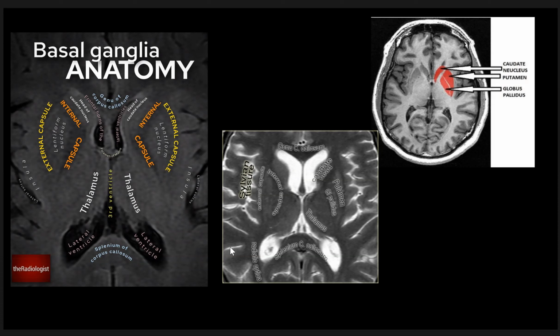Again, this is the putamen laterally, globus pallidus medially, caudate nucleus, and thalamus. Again, this is the putamen laterally, globus pallidus medially, and the caudate nucleus here.